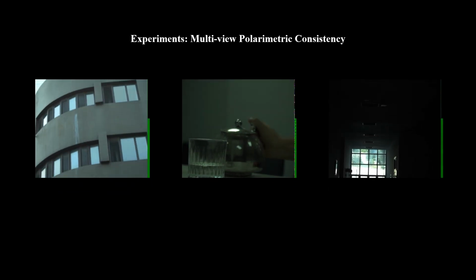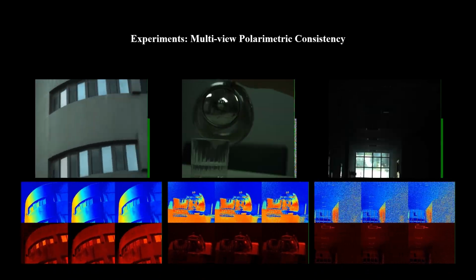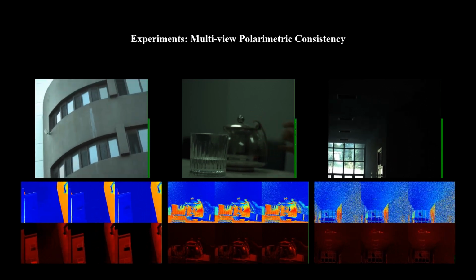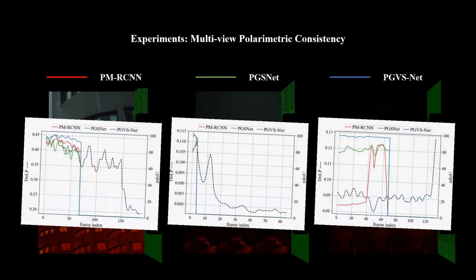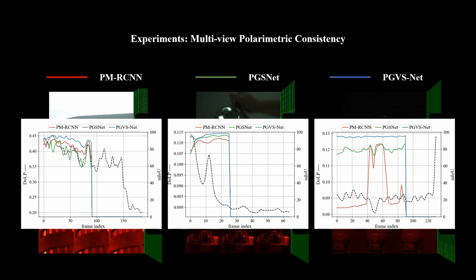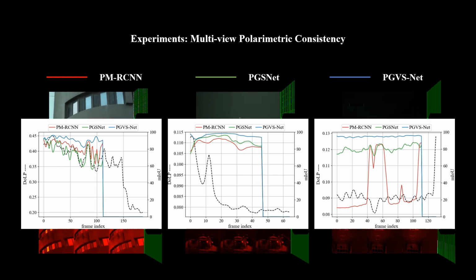Here we introduce our experiments, multi-view polarization consistency. These figures illustrate the correlation between variations in DOLP and the corresponding MIOU, compared to single-frame polarization-based PMRCNN and PGSNet. PGVSNet is specially designed to leverage and aggregate temporal changes in polarization cues.